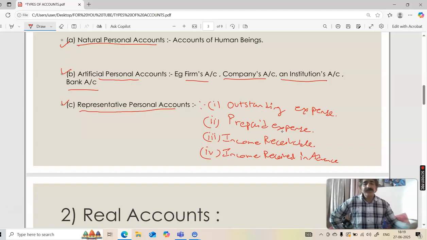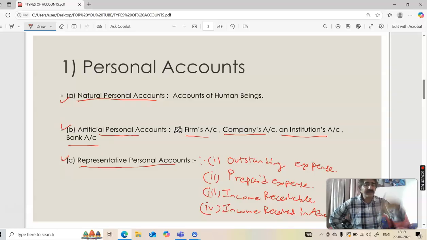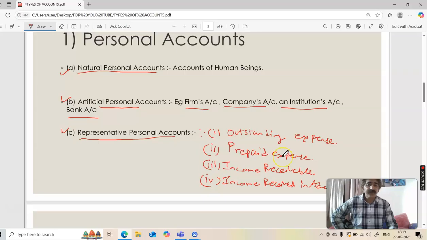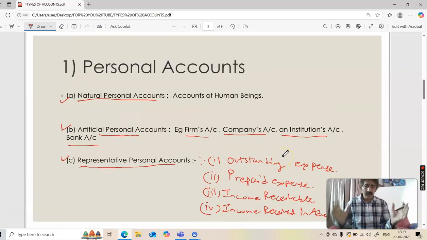So just have a brief idea right now as we have just started off. Don't get confused. Generally in the actual class, I don't explain representative personal accounts at this point of time. I teach it later, when I come to journal entries, to keep things simple. So in brief, personal accounts are related to the accounts of persons, and persons here are not only actual human beings but artificial persons also. And what are artificial personal accounts? These are the accounts of firms, companies, institutions, and banks, as you can see.